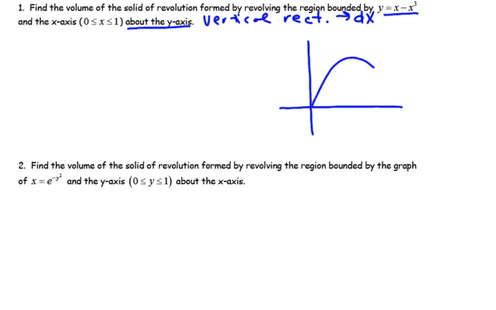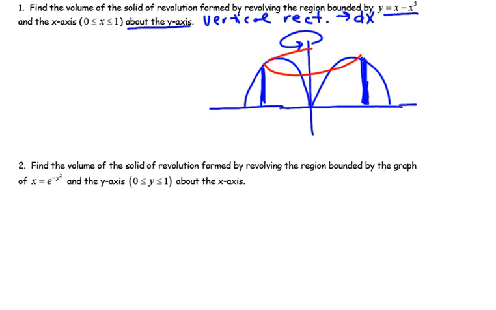But you're going to get a function that looks like this, and then that's going to be rotated around the y-axis. So I'm going to draw my representative rectangle here. And if you want to draw your rotation, you can. So I'll just kind of show you. It'll look something like this. And then when I rotate that, I'm going to see if I can draw my cylinder. It would look something like that. Okay, so there's my cylinder.